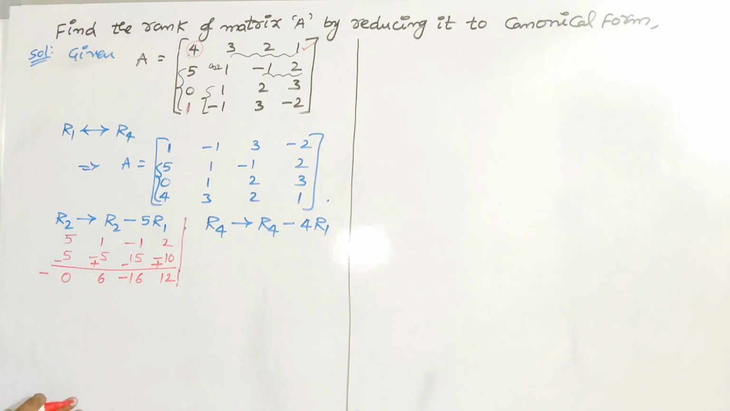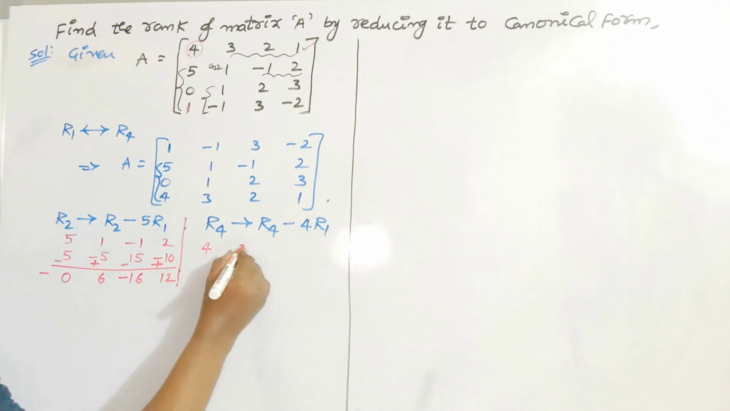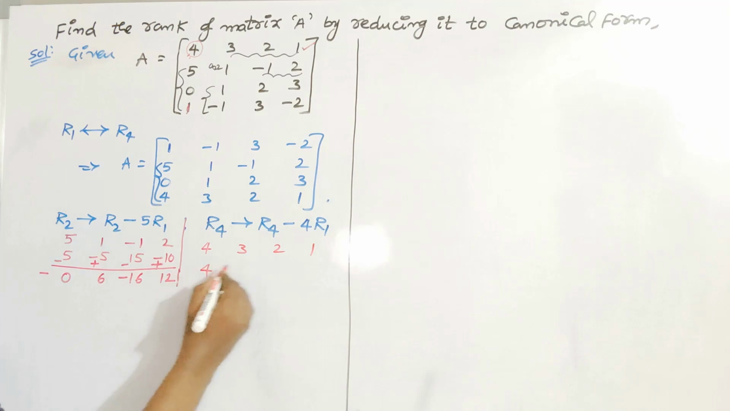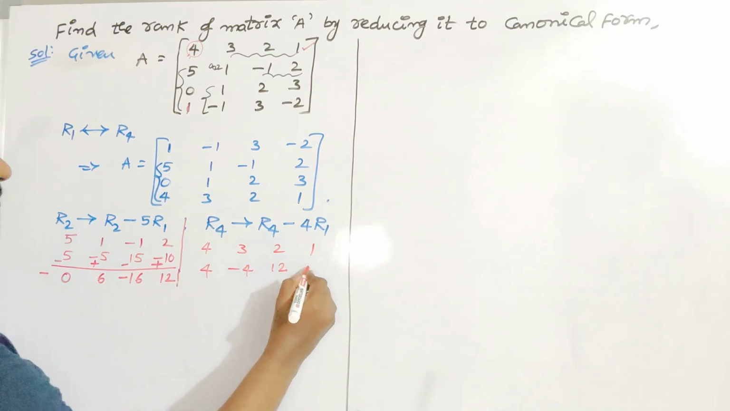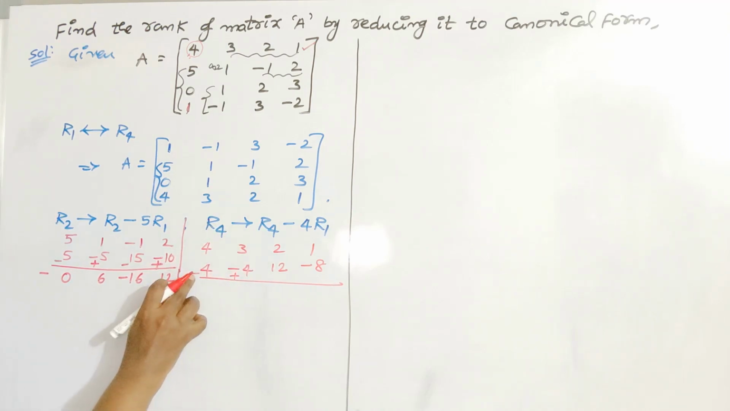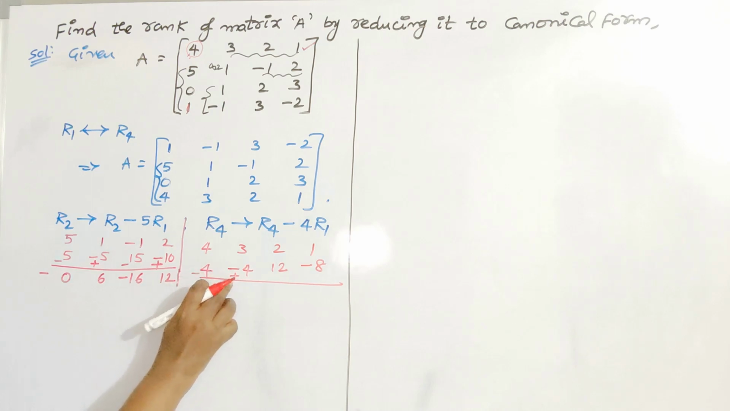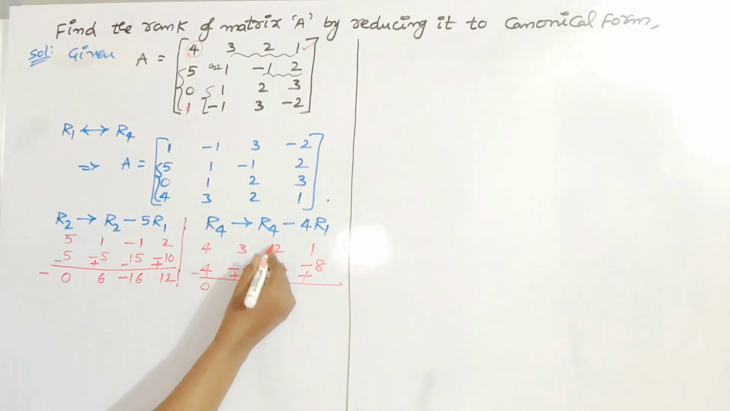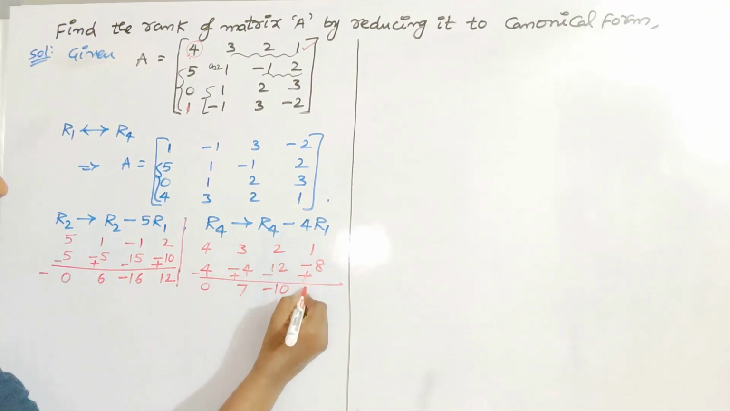To avoid numerical mistakes, you can use this simple method. R4: 4, 3, 2, 1. Multiply R1 with 4: 4 1s are 4, minus 4, 4 3s are 12, 4 2s are 8. So we have to subtract these both rows, that's why change the signs. If it is positive, you can make it negative; if it is negative, make it positive. 4 minus 4, 0. 3 plus 4, 7. 2 minus 12, minus 10. 1 plus 8, 9. In this way, we can easily find the elements in the rows.